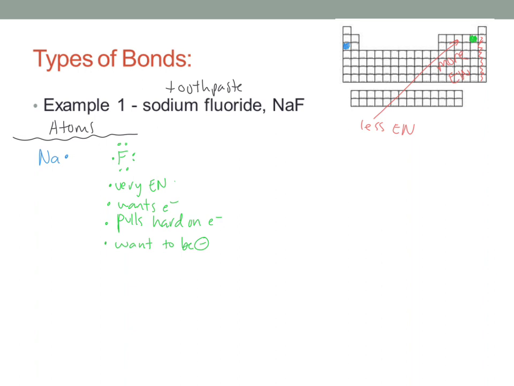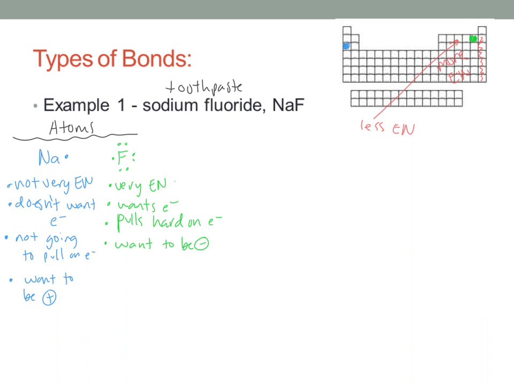And you can imagine that since sodium is not very electronegative, it's way over here, it's basically the opposite. It doesn't want electrons. It's not going to pull on electrons. And if anything, instead of wanting to be negative, it's going to want to be positive, like most all of the metals. All the metals are going to form cations if they're in an ionic compound.